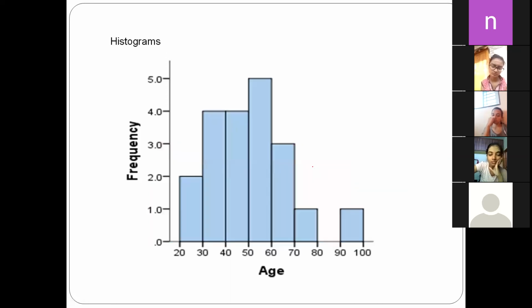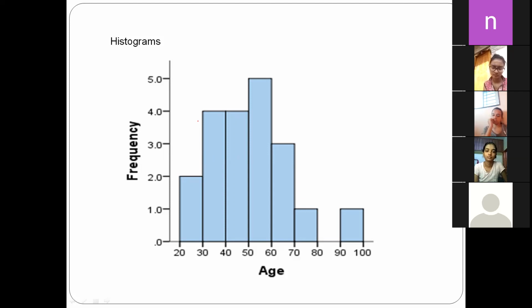Next is a histogram. Histogram means it is also a bar graph only, here lines are going to be added. See, what is the frequency? For the age, what will be the frequency? Think that it is about COVID-19. For the ages 20 to 30, what is the frequency? 20 to 30, it is 2%.